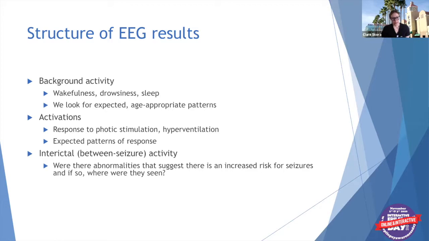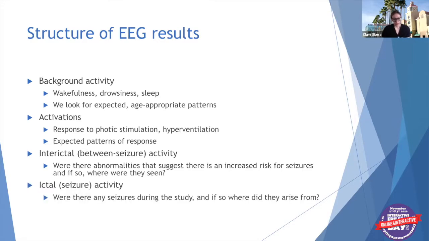Then there may be a section that discusses interictal activity, which by definition is abnormal because it's implying that there's risk for seizure, and this is the between seizure activity. And so when this is reported that there were interictal discharges or interictal abnormalities, that is an abnormality. And so when we report that, we describe, were there abnormalities that suggest an increased risk for seizures? And if so, where were they seen?